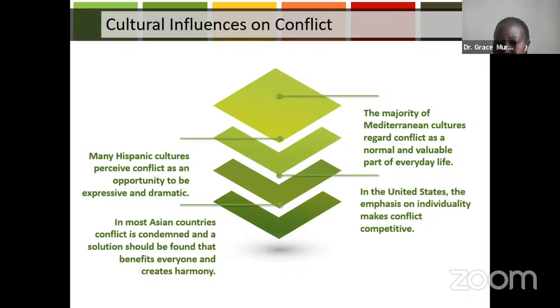I just want to pick, for example, the United States. They emphasize this whole aspect of capitalism. It arises from the United States, the West in particular, capitalism. A man for himself and God for us all. So the emphasis on individualism, that cultural background that you fight for yourself. So even when it comes to conflict management, competition becomes key.